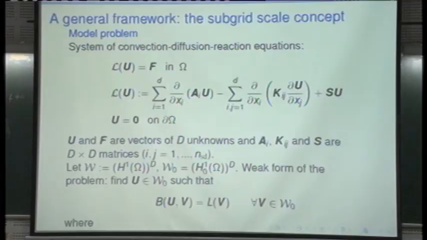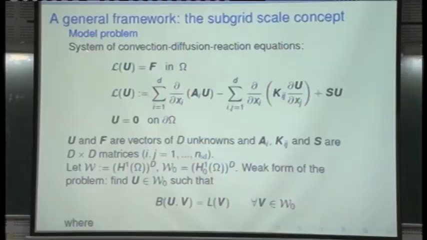So let's design now a general method. And for that, we will not restrict ourselves to scalar problems, but to vector problems, to problems in which the unknown is a vector. Okay, that will encompass both the convection diffusion equation, which is a scalar, and the Stokes system. We will call that a system of convection diffusion reaction equations.